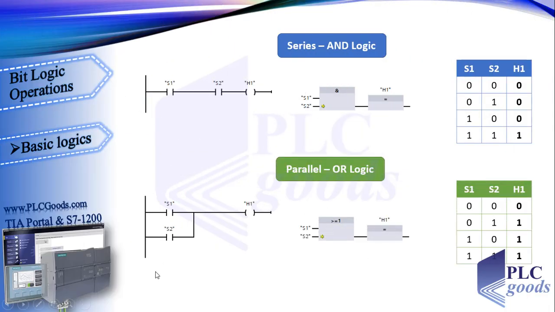We'll have OR logic when we have branches in ladder language. In this logic, if all inputs are false, the output will be off; in other states, the output will be on. And this is the OR instruction in function block language.